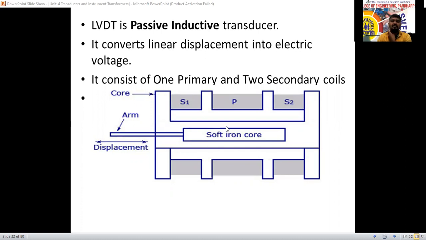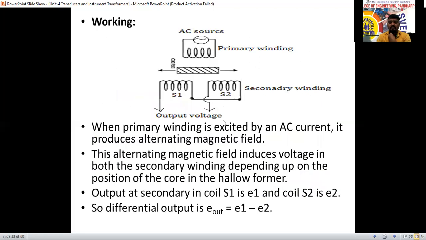Based on that, the soft iron core position matters for the EMF induced in the secondary windings. So based on this movement of the soft iron core, we measure the displacement in the form of voltage. When we provide the AC source to the primary winding, the EMF will be induced in the secondary windings, S1 and S2.